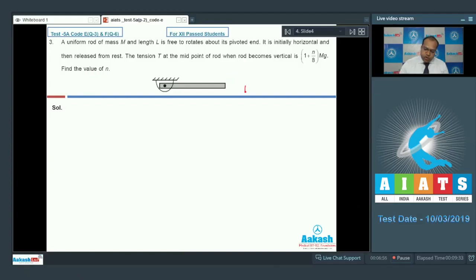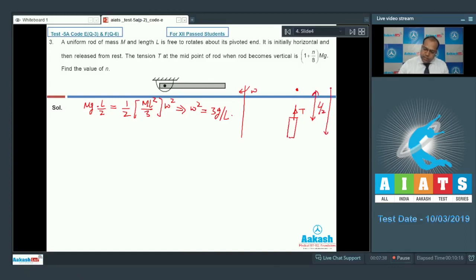So at the instant when the rod becomes vertical, let its angular velocity be omega. So applying the principle of conservation of mechanical energy, I can write mg into L by 2 is equal to half into I, that is mL squared by 3, into omega squared. So from here the value of omega squared comes out to be 3g by L. Now if I consider this segment, the tension at this point is T. Let this be the pivoted end, and this separation is L by 2 and this separation is L.